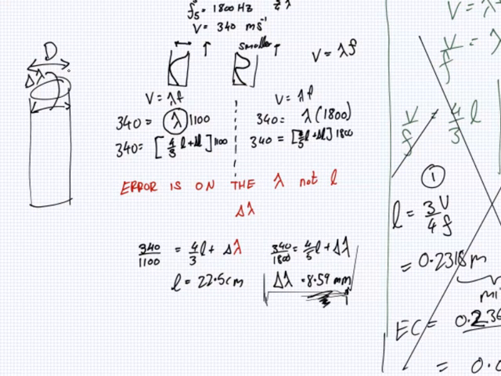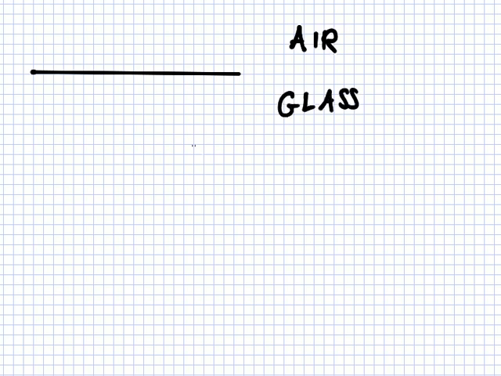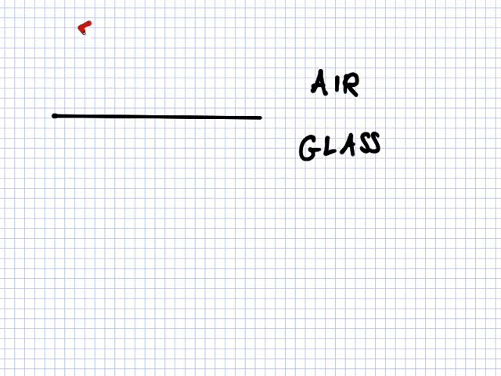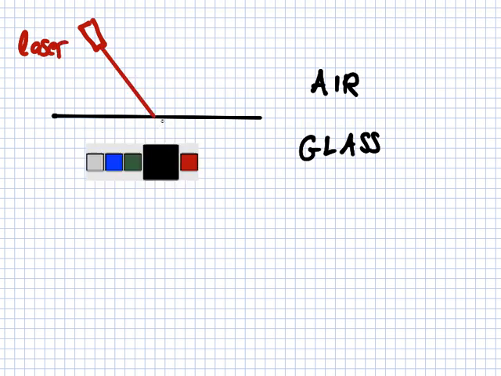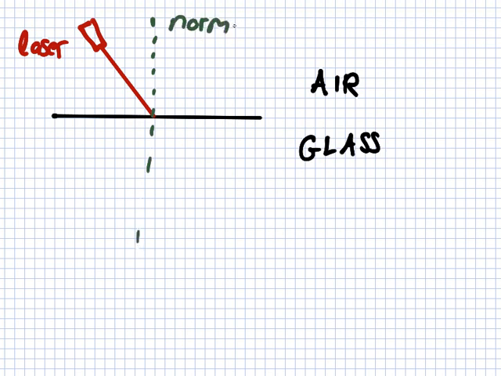I think really for the first part, you need the diagram. The diagram will help. So you should have something like this. This is air. This is glass. And then you should have here something like a laser, and then the normal, and you want the laser to run along here. And then what else would you need? You would need a protractor, something to measure the angle.